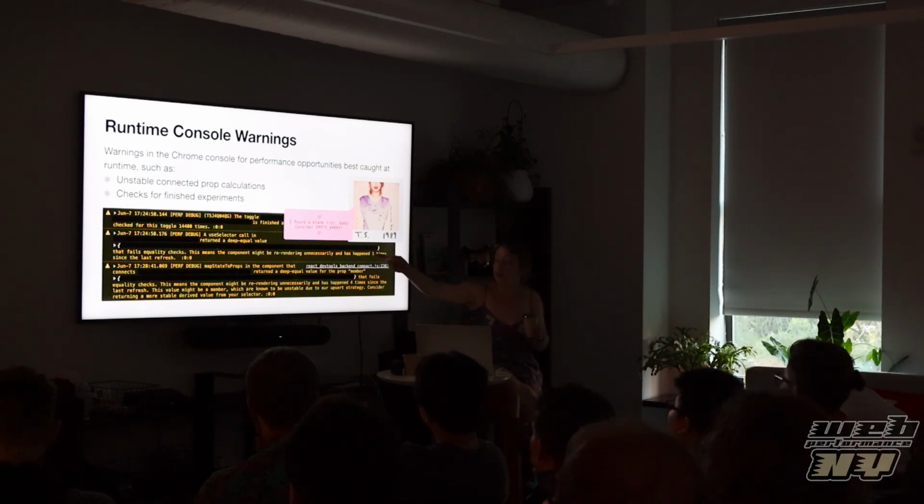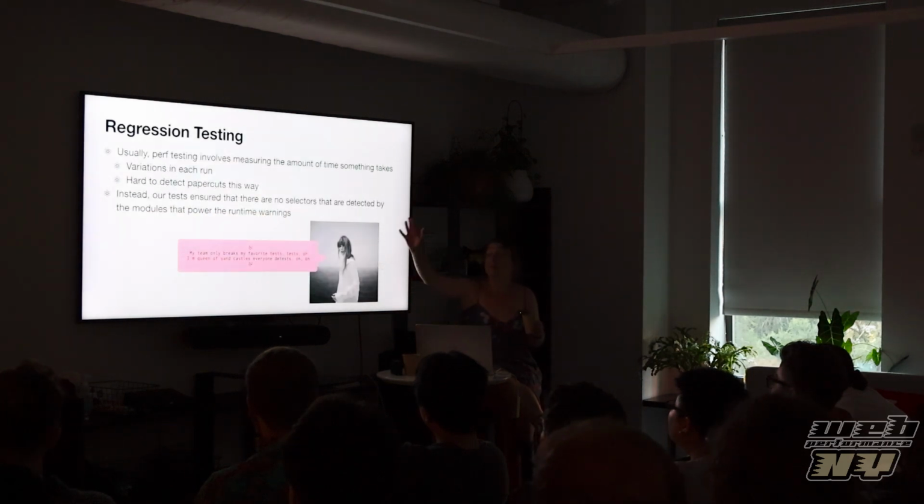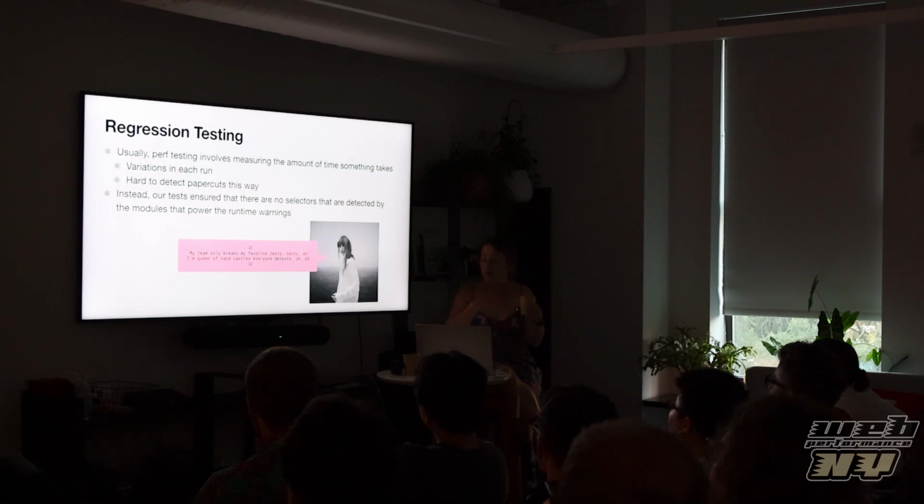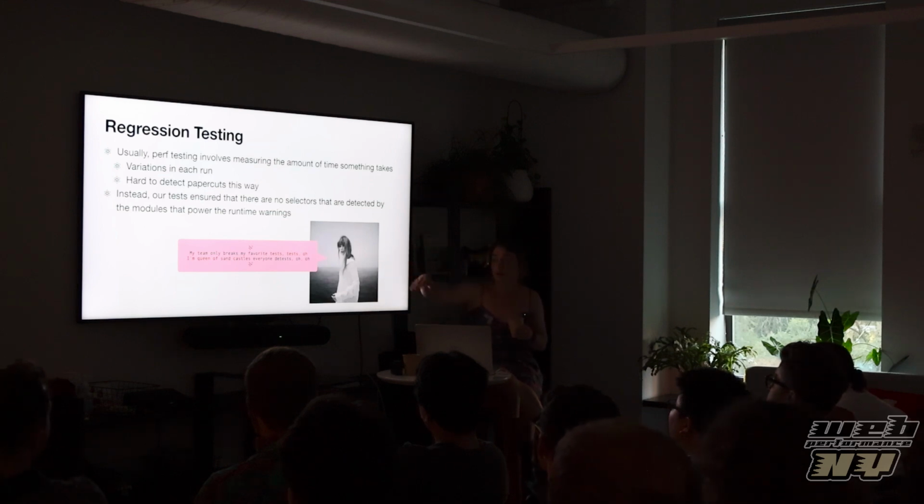We could, in the console, give people a warning like, hey, your component's re-rendering when it doesn't have to. You might want to look into it. And then we finally got regression testing, but not in exactly the way that performance regression testing canonically happens. So we were able to take the module that backed the runtime warnings and say, hey, in test, we noticed that we had detected an unstable selector. You might want to fix that so that you can merge your code. So a little bit of a detour.